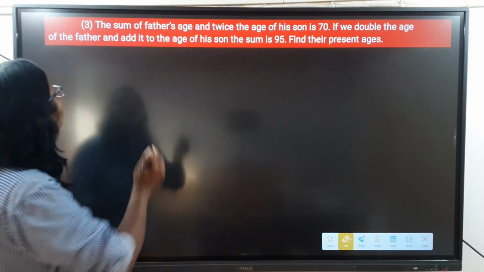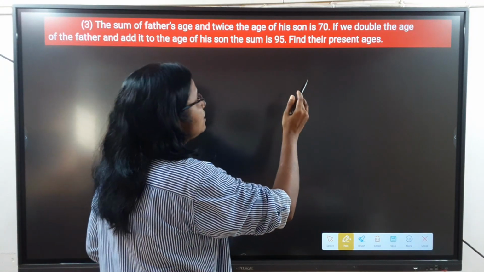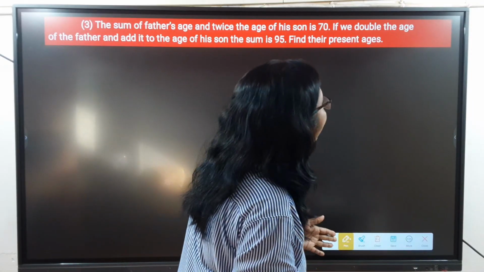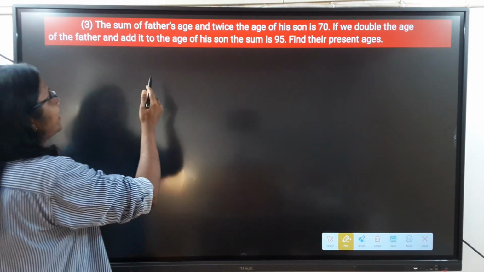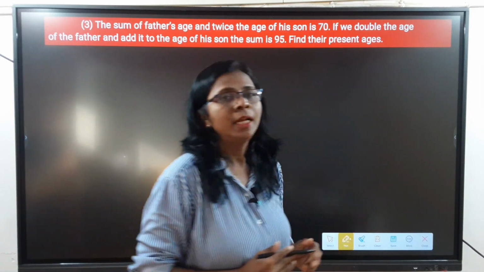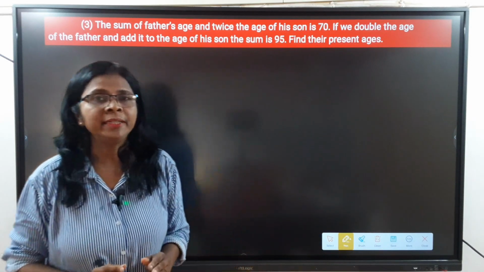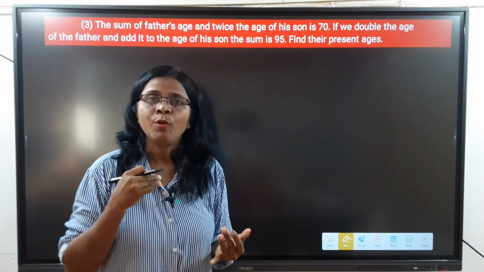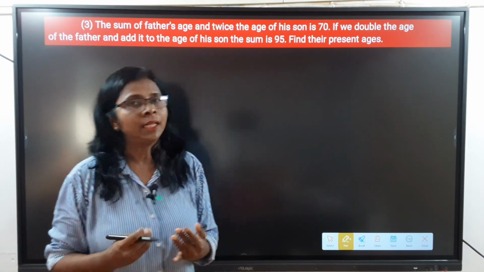Third example, the sum of father's age and twice the age of his son is 70. If we double the age of the father and add it to the age of his son, the sum is 95. Find their present ages. Now here the last part is that we have to find the ages. So find the ages means we have to find the age of father and his son.